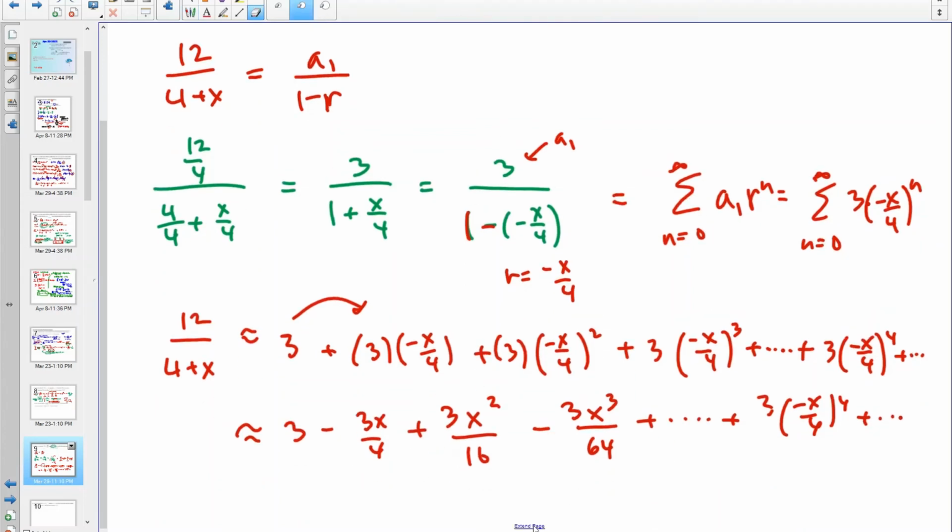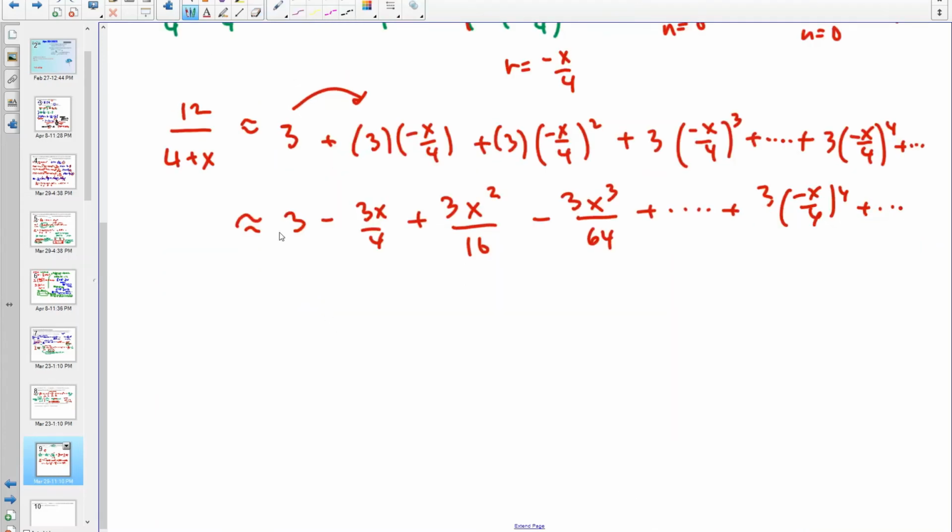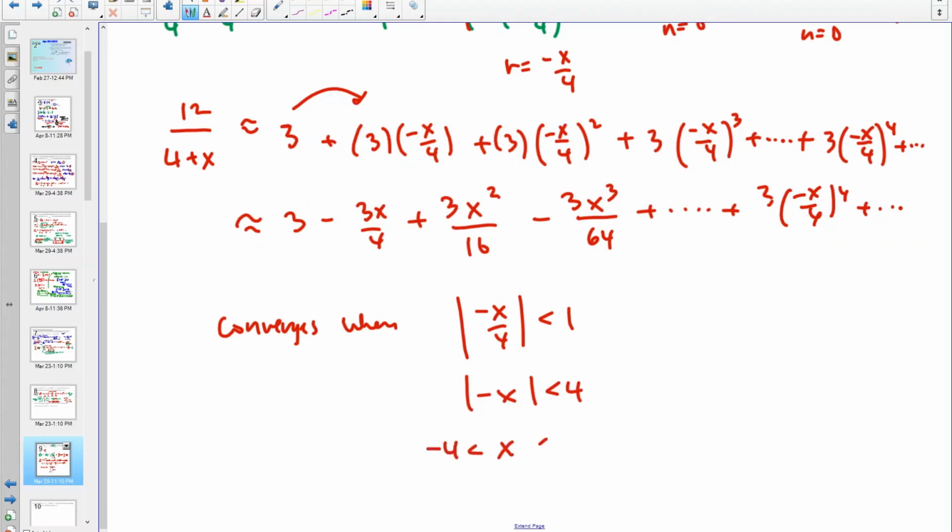So to get the interval of convergence, I'll say this series converges when the absolute value of negative x over 4 is less than 1. This 4 is a positive 4, so I'm going to multiply everything by 4. So I'll get the absolute value of negative x is less than 4. And so what I get is x is between negative 4 and 4. And that's how you do this problem.